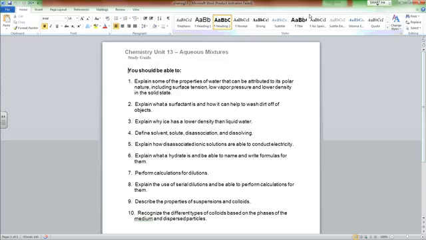So those ones we talked about yesterday: smoke, gels, foams, solid and liquid, salts. I would know all those. Fog would be an example of a liquid in a gas.